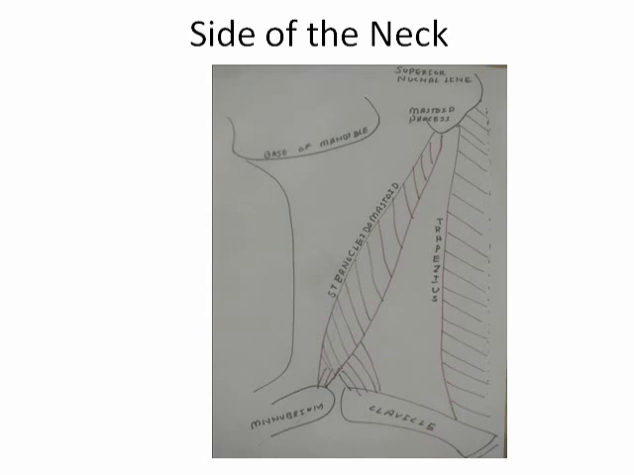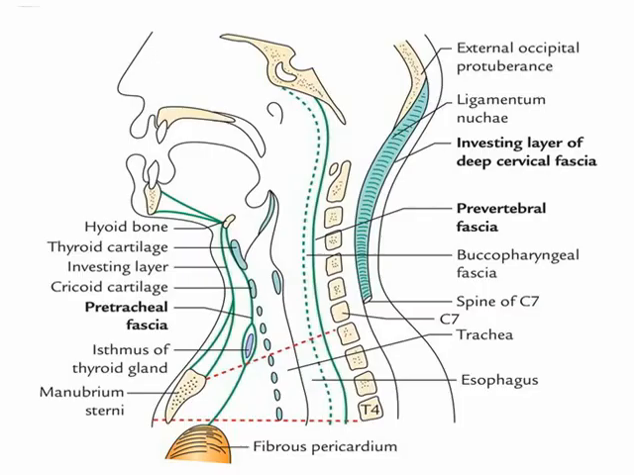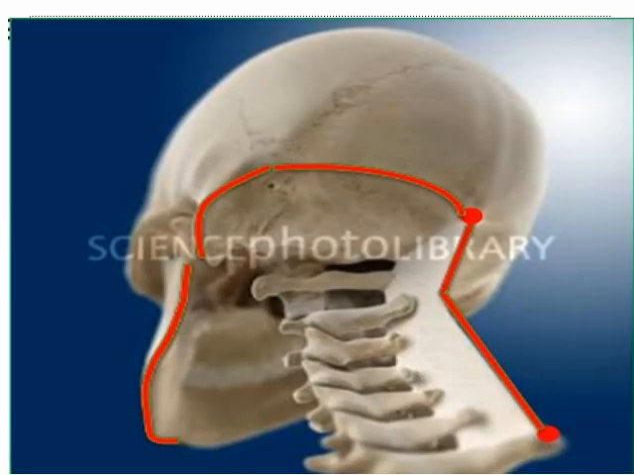And what about posteriorly? Posteriorly, it is attached to the external occipital protuberance, the spine of the 7th cervical vertebra and the ligamentum nuchae. Here we can see in this figure it is attached to the spine of the 7th cervical vertebra here and the ligamentum nuchae. So this is the posterior attachment of the investing layer of deep cervical fascia. So these are the attachments.